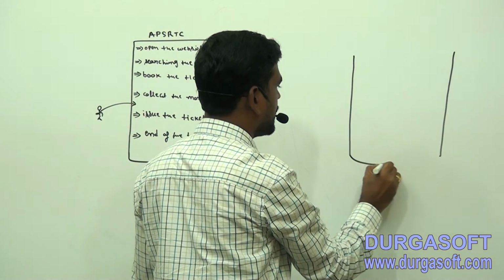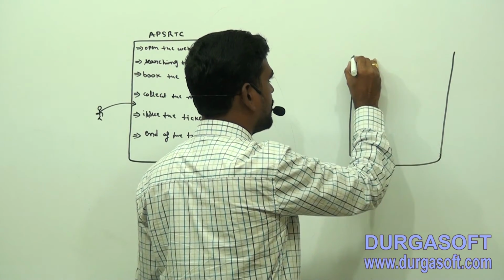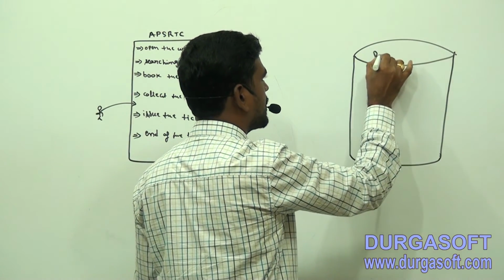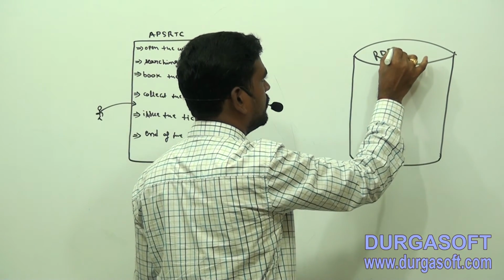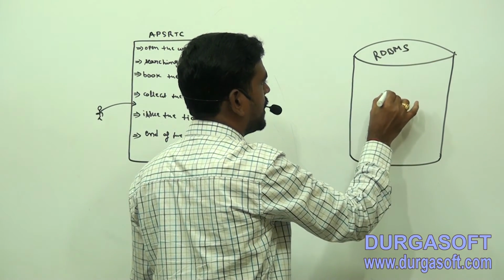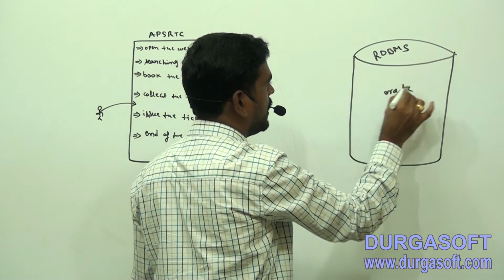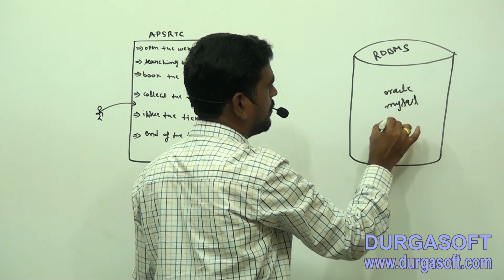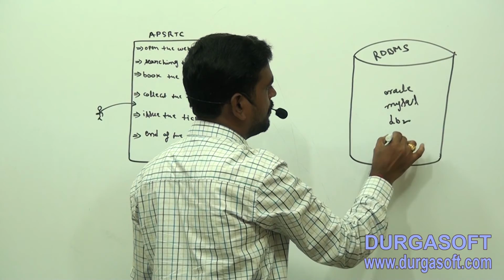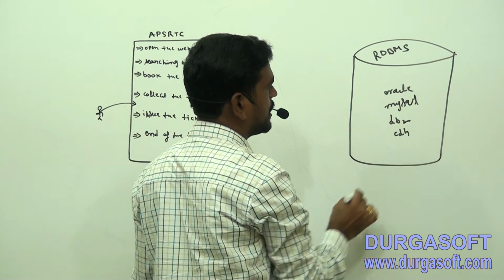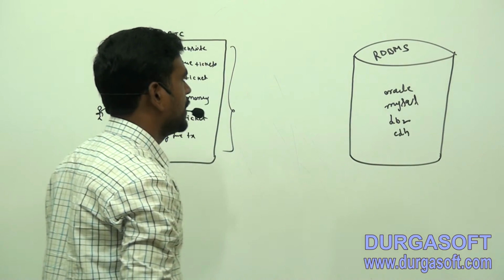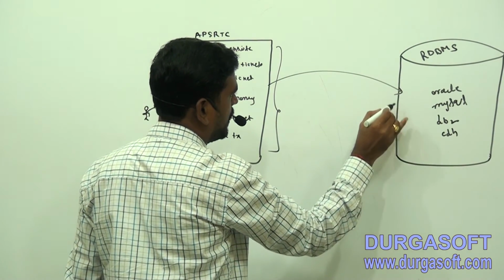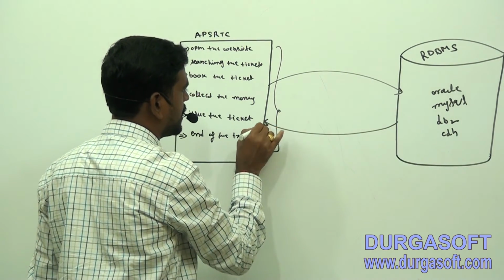A unit of work performed by the front end application to the back end application is nothing but a transaction. The back end may be an Oracle database, MySQL database, DB2, or CDH, customer data hub.